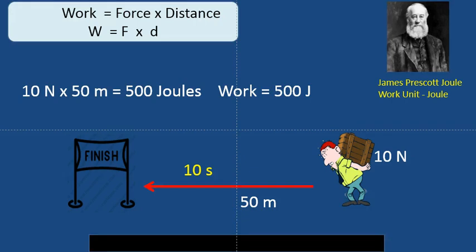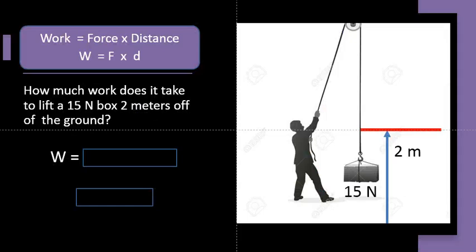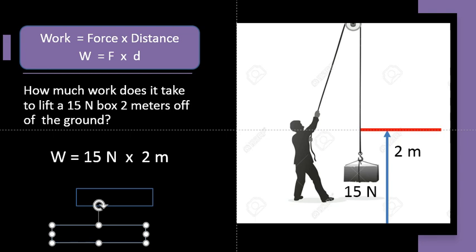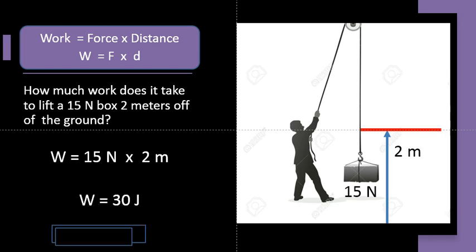Let's try another one. How much work does it take to lift a 15 newton box 2 meters off of the ground? So work, again, is force times distance. The force is 15 newtons, and the distance is 2 meters. So 15 times 2, work is going to equal 30 joules.